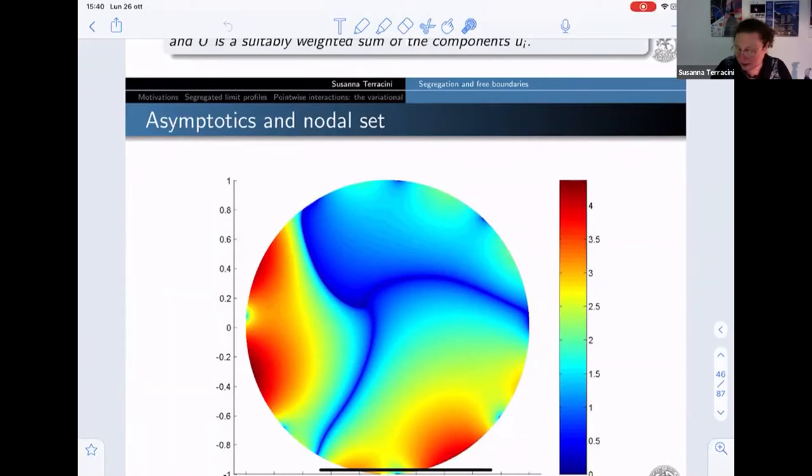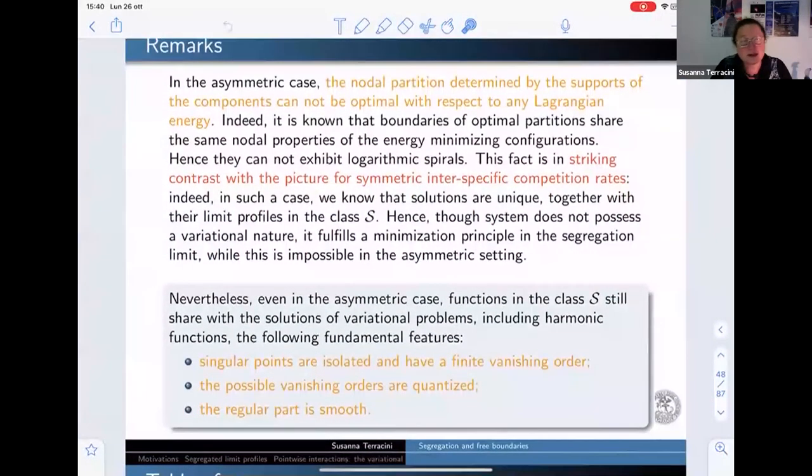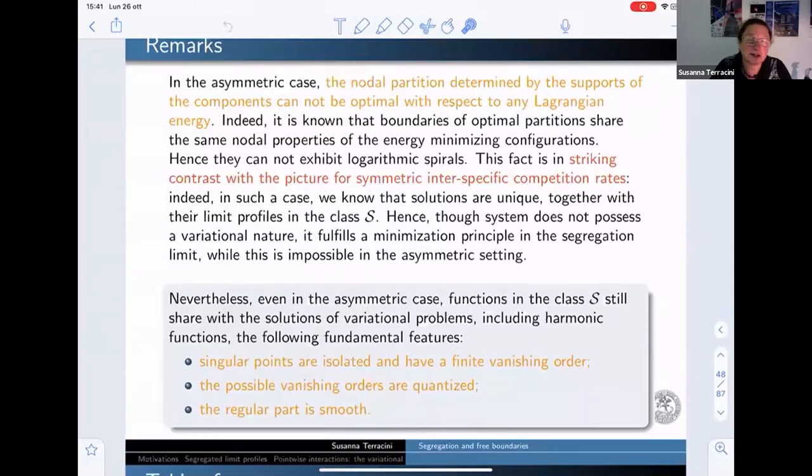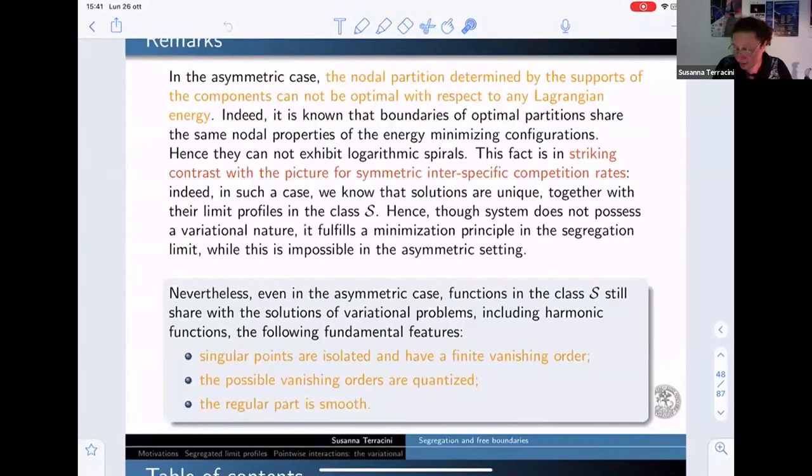So this is a first example of what happens when you change from symmetric to asymmetric interaction matrix. You find again a partition, but this partition cannot be optimal with respect to any Lagrangian energy. Why? Because the theory I have told you before about the minimizers is very general and works for any Lagrangian energy. So optimal partitions which are related to energy minimizing configurations cannot have nodal lines which are asymptotically spirals. There must be asymptotically arcs meeting with a definite tangent.